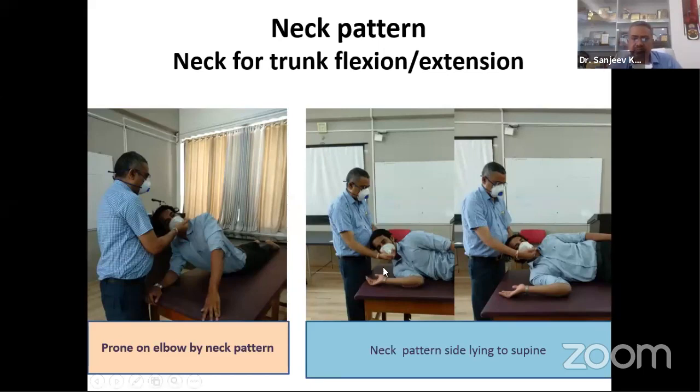Now you see the other example here. The patient is in side-lying position, and again we are using a neck pattern with the grip at the occiput and head. The patient is supposed to turn the head to one side and flex to the same side. And then you see the situation: the patient can turn from side-lying to supine. So that means we are training rolling, that is from supine to side-lying, side-lying to prone, prone to side-lying, and again supine. All these things you can train just by PNF. At the same time we'll be activating the strength of the muscle.